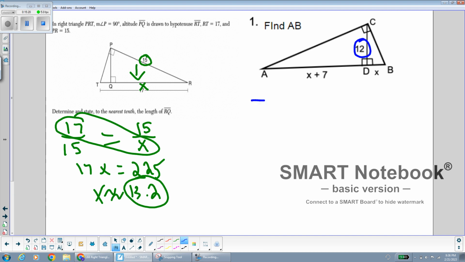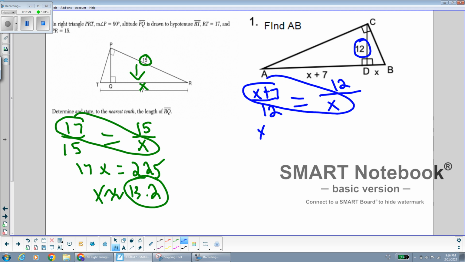Okay, in the next one, we have information about the altitude. So we're going to be using the altitude rule, which says that the altitude is the mean proportional between each part of the hypotenuse. So here we have x squared plus 7x is equal to 144. The highest exponent is 2, so this is a quadratic equation. So I'm going to subtract 144 from both sides to get my equation equal to 0. And now I can solve by factoring.